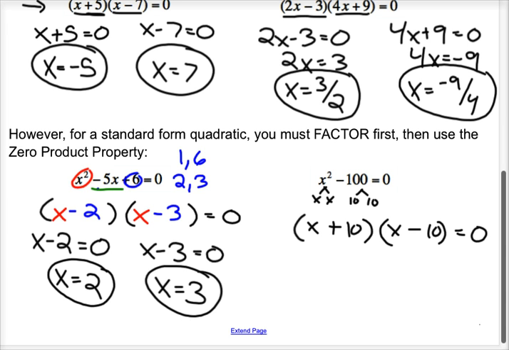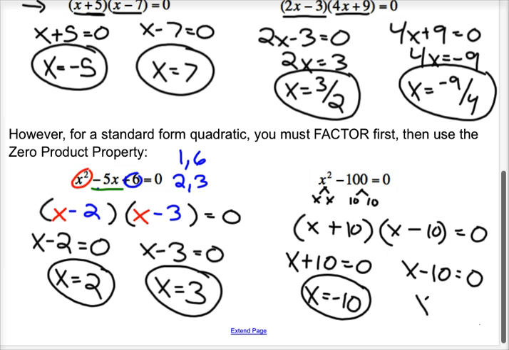Now, once I have the factored form like that, remember, I'm not done. I need to go from there. Now, I need to set each piece equal to 0. So, subtract 10 from that side to give you an answer of negative 10. Add 10 on this side to get positive 10. And those are your two solutions. Those are the two places that the graph would cross the x-axis.